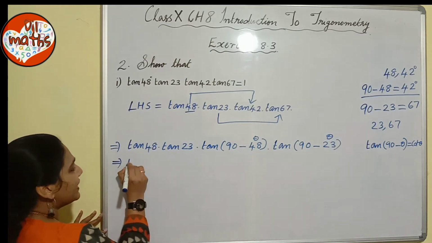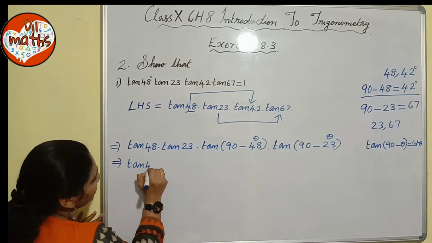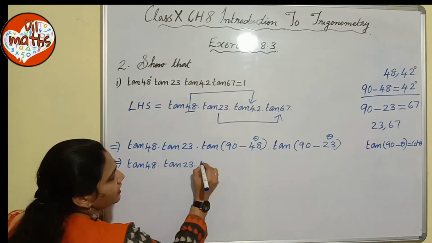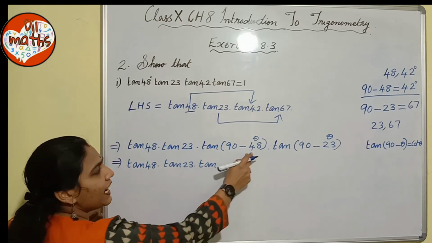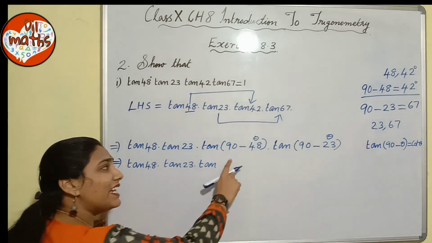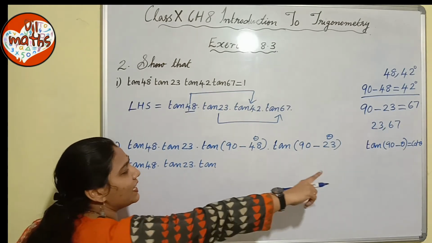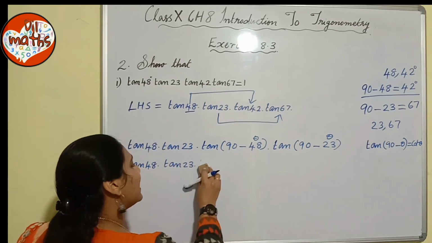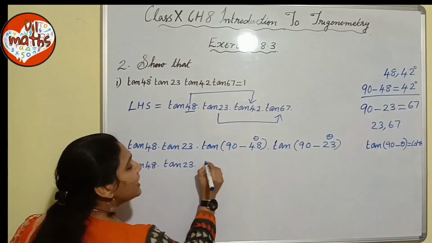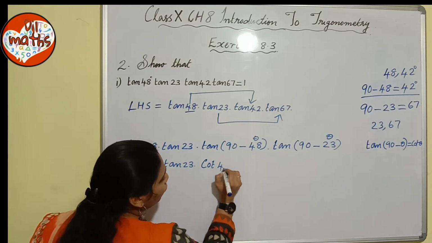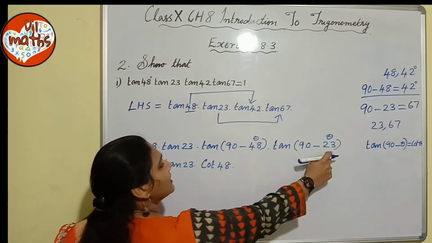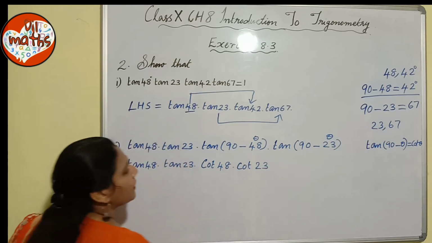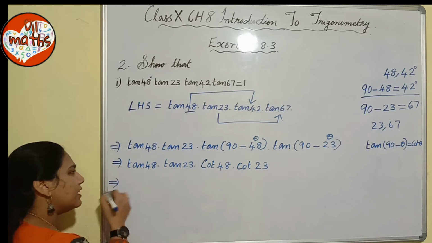In the next step we will get tan 48 into tan 23 into tan 90 minus 48. Tan 90 minus theta is equal to cot theta. That we can apply here. So what is theta here? 48 is theta. So cot 48. Into tan 90 minus theta is equal to cot theta, that means cot, what is theta here? 23 is theta.